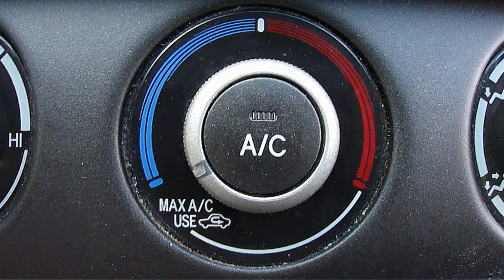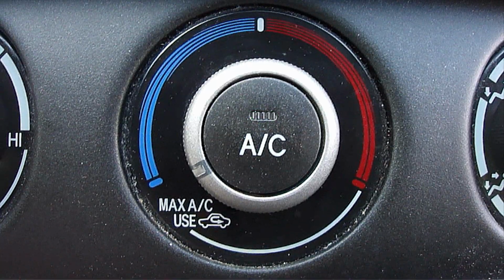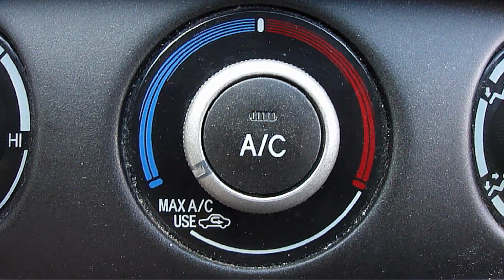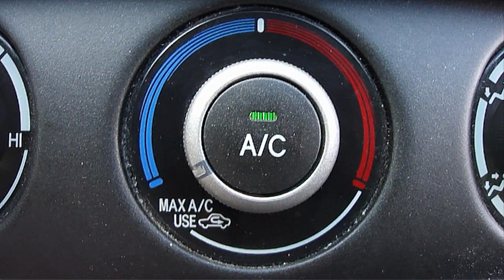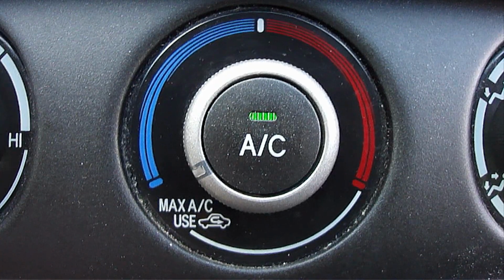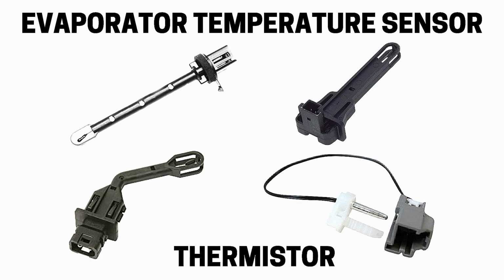If the air conditioner control button on your vehicle ever starts flashing like you see here, then this is a warning sign that the clutch on the compressor is not turning like it's supposed to. Another reason the clutch will not turn is due to a faulty evaporator temperature sensor, also referred to as a thermistor, as shown in this picture. These come in all different shapes and sizes.